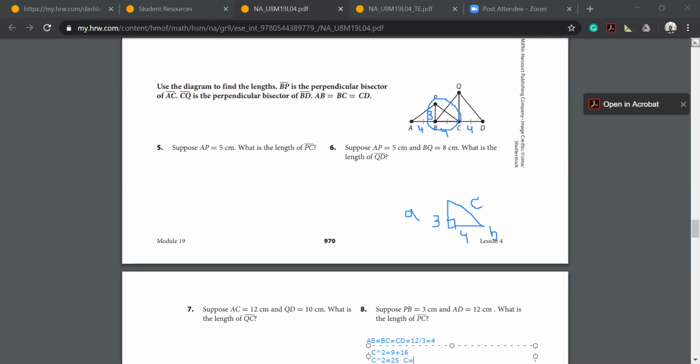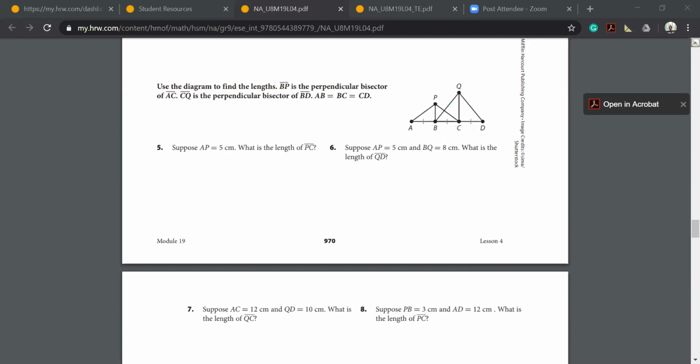So C is going to be the square root of 25. So square root of 25 will be 5. So C is equal to 5 centimeters. Or not C in here, but here it is PC, which is the question. So PC is equal to 5. Okay, so this is question 8.